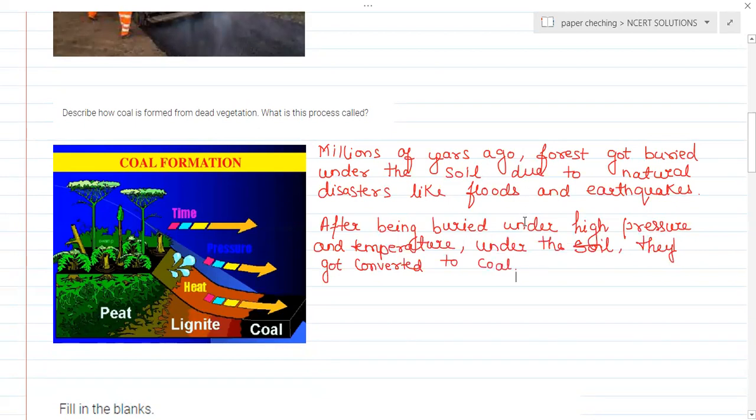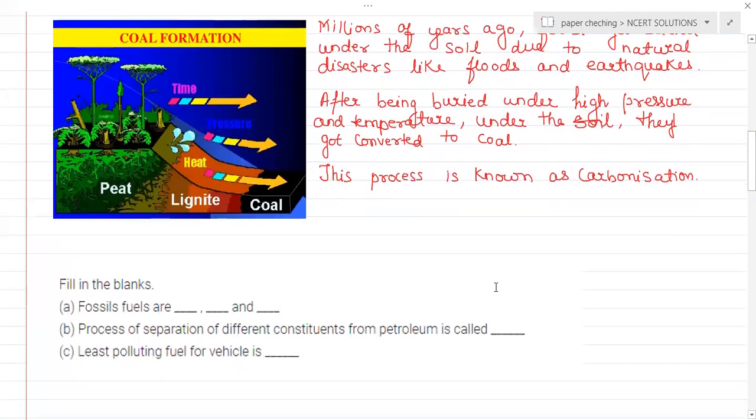So they got converted to coal, and this process is known as carbonization. Now, you should know that in case the question is for more marks, you can write the various forms of coal, and the form of coal which is best in carbon content, and all those details.